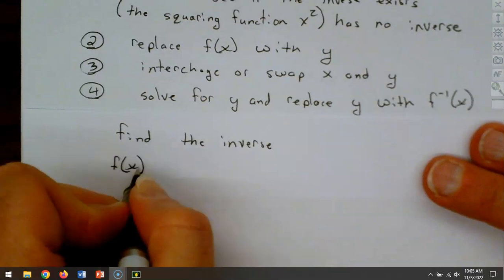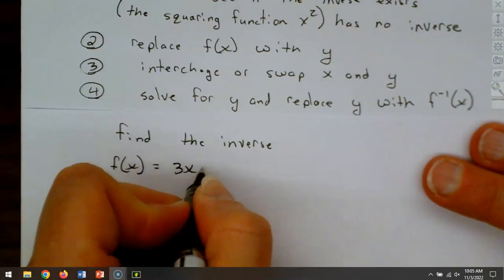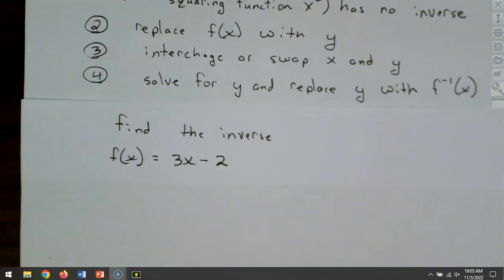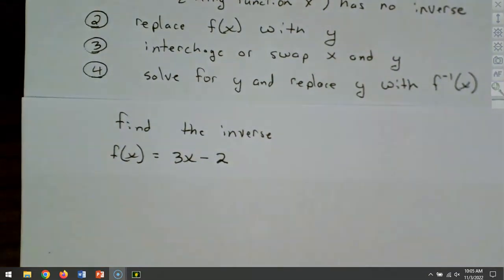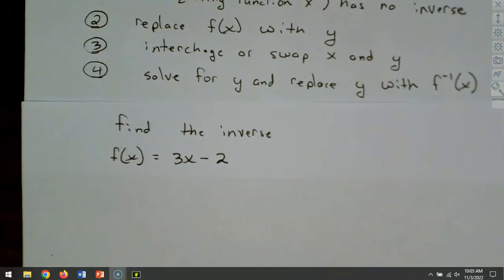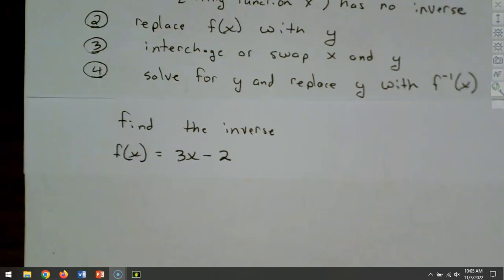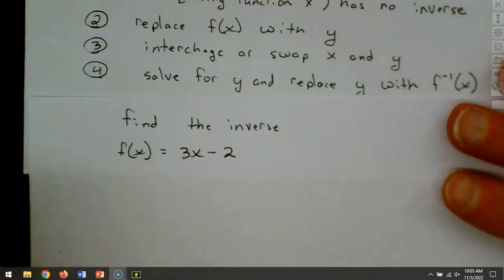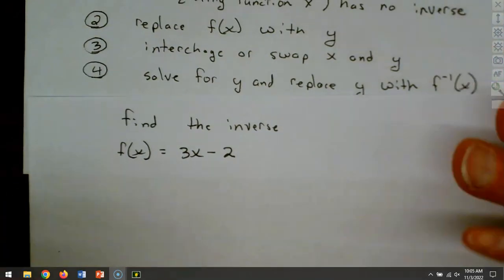About f of x equals 3x minus 2. All right, and I want to find the inverse. So this is a line, and lines have an inverse. The only ones that do not, that we work with, are x squared. X squared does not usually have an inverse, again, unless the domain is restricted. So we determined that it has an inverse.